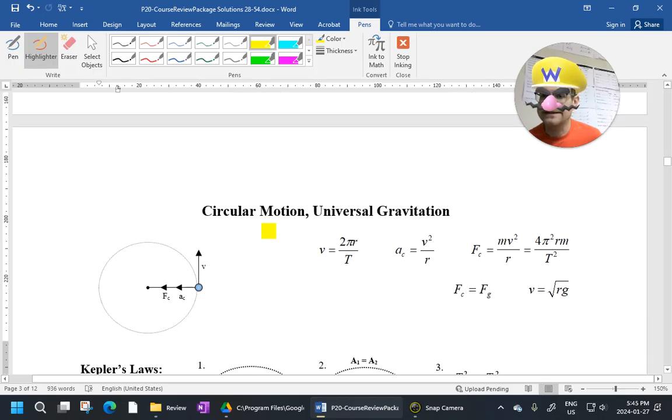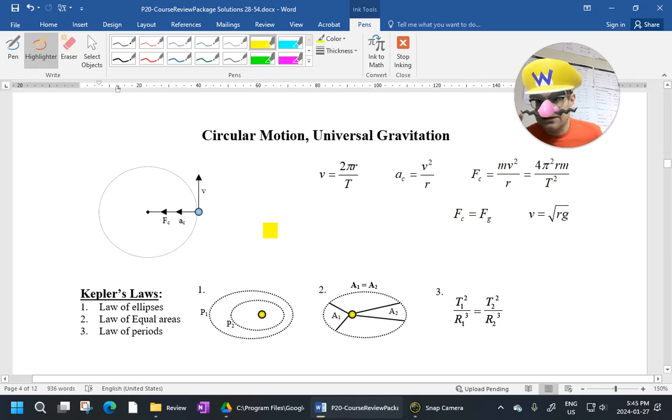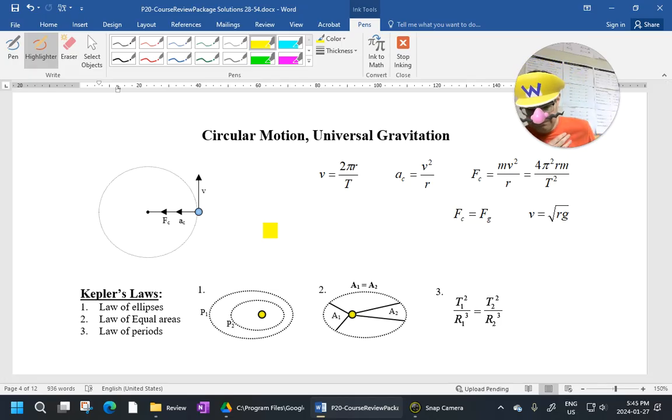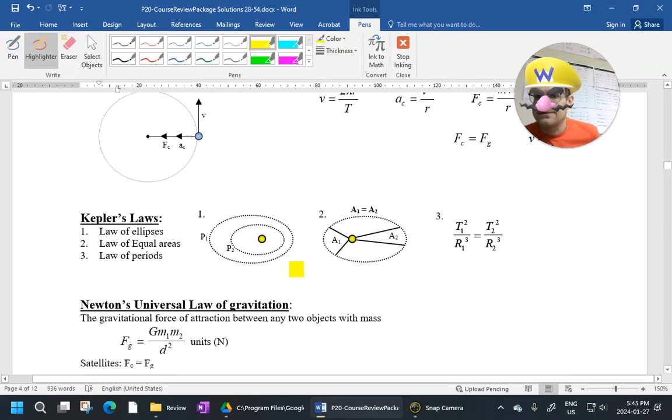All right, let's keep on going here. So we have circular motion and gravity. Okay, so these are fun. So I just remember in Kepler's 3 laws here, that we have the law of ellipses.